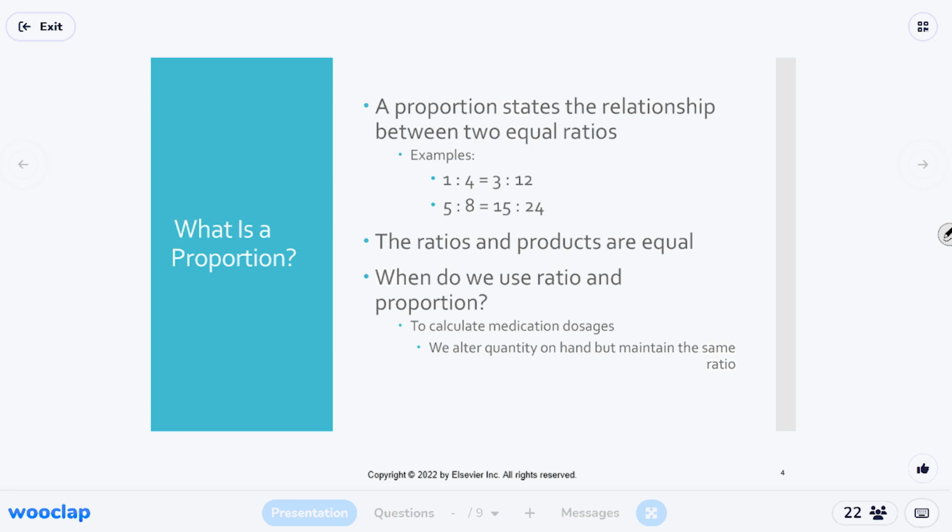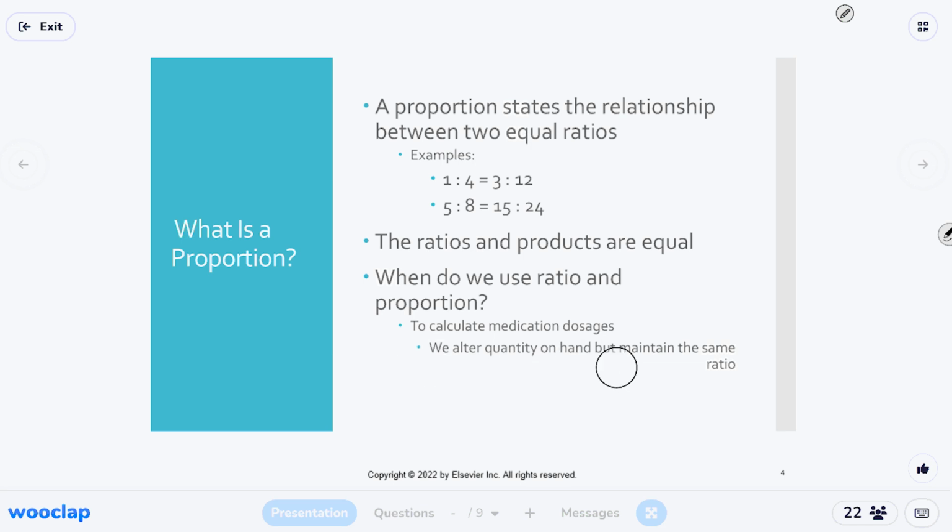But the proportion part, again, the ratio is each individual side, saying this is to that. The proportion is the equal sign, putting those two ratios together so that I try to equal them out, okay? And we use this for calculating medications. The book makes a good point with their PowerPoint here that we alter the quantity on hand, but we maintain the same ratio. It's saying that all we're really altering is whatever we need to fit what we're trying to order. What we're trying to do is keep the same ratio. We're not trying to change stuff up.